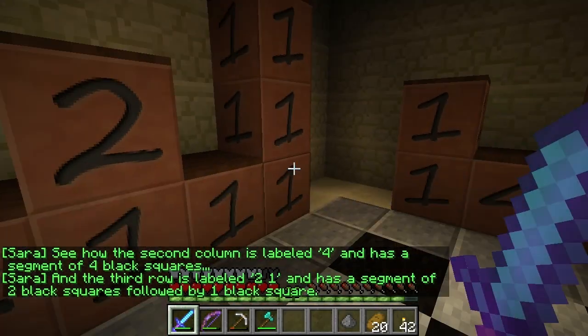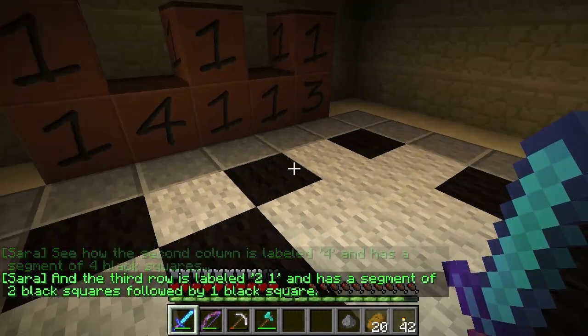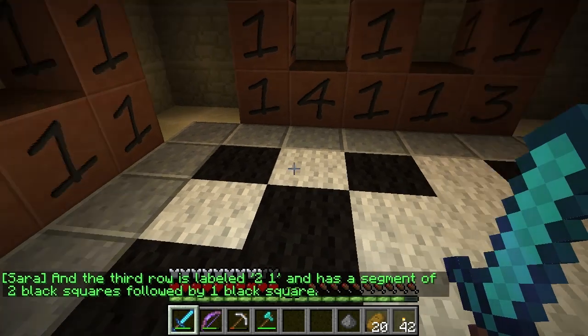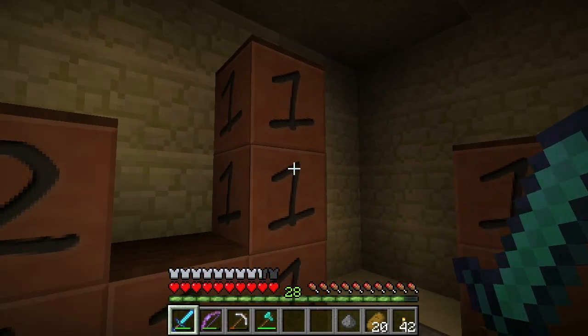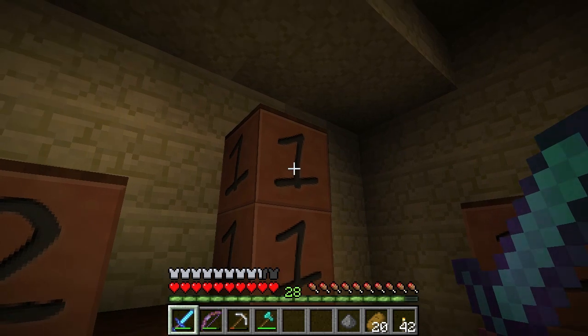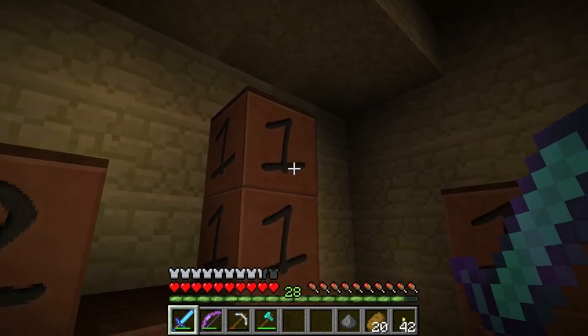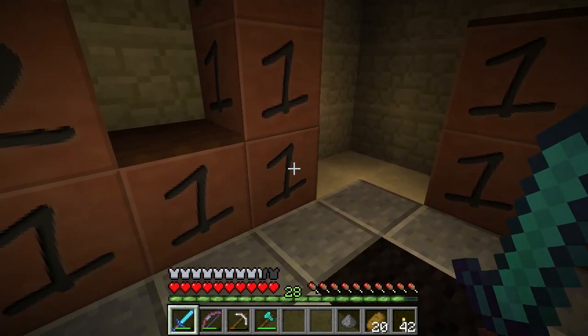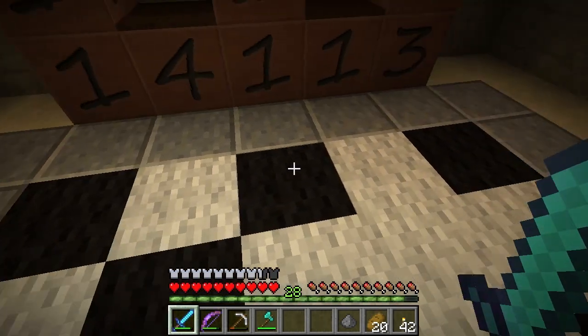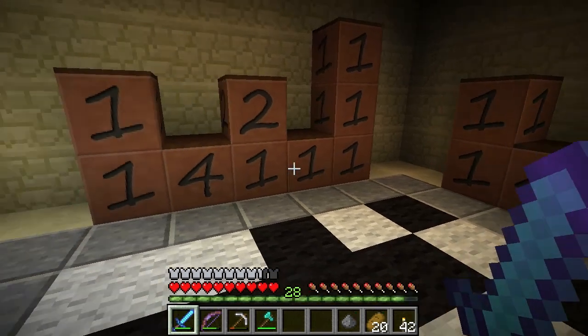So this tells you that there are three black segments across this row, and there has to be a white space in between each. So it has to be something like black, some number of whites, one black, some number of whites, one black. So black, white, black is the only thing that fits.